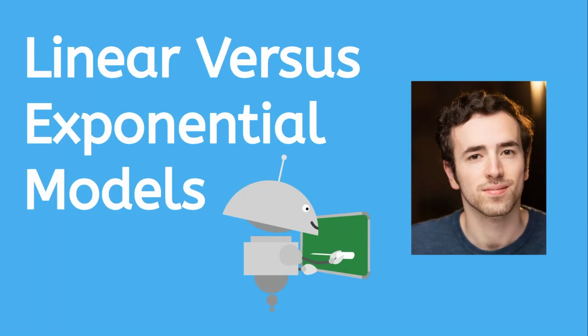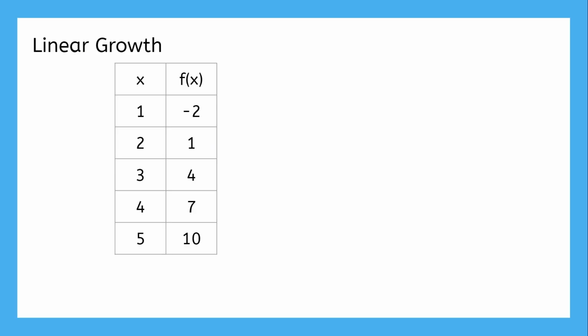In the last video, you learned how to use slopes to differentiate between linear and exponential growth in data. In this video, we'll expand that concept by looking at how those differences in slope translate to visual graphs that model the data. Here's one of the data sets from the last video. We decided that it was linear because it had a constant slope of 3. But what would this look like visually?